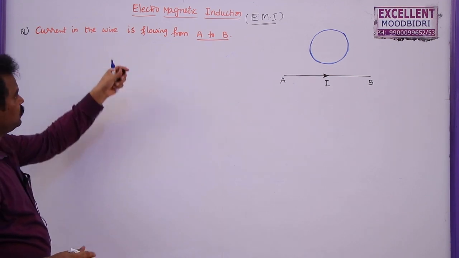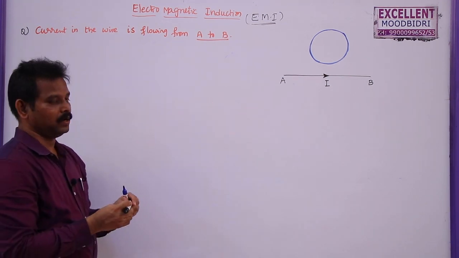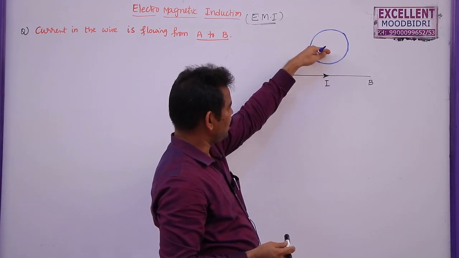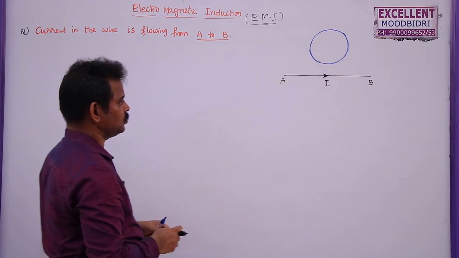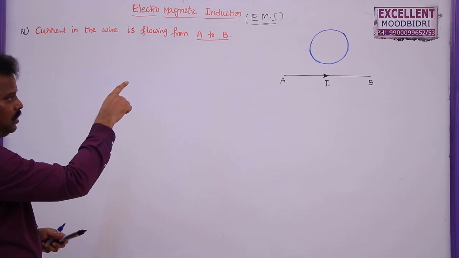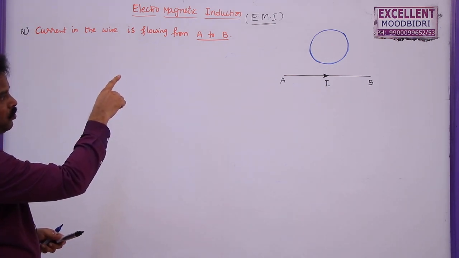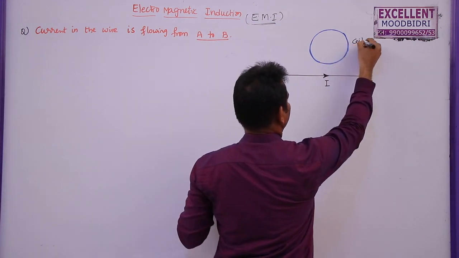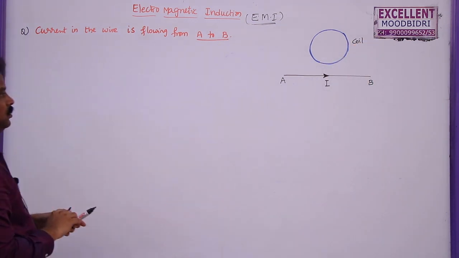Current in the wire is flowing from A to B as shown in the figure, and a small coil is placed on that side of this wire. So it is placed like this. So what happens to the direction of flow of induced current in that coil? So this is the coil. What is the direction of current induced in this one?